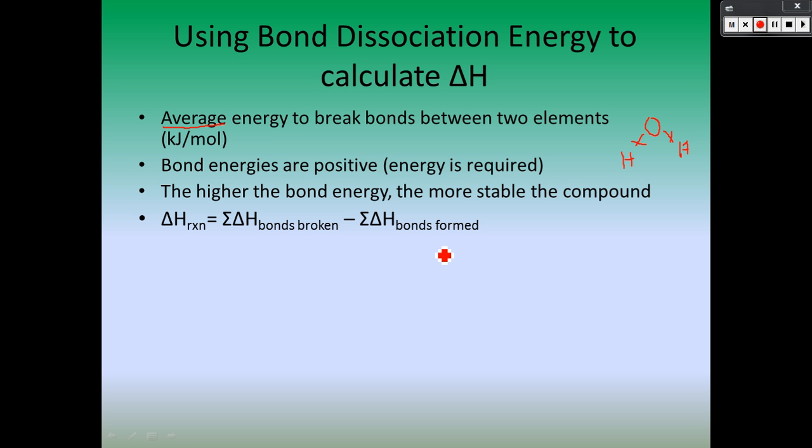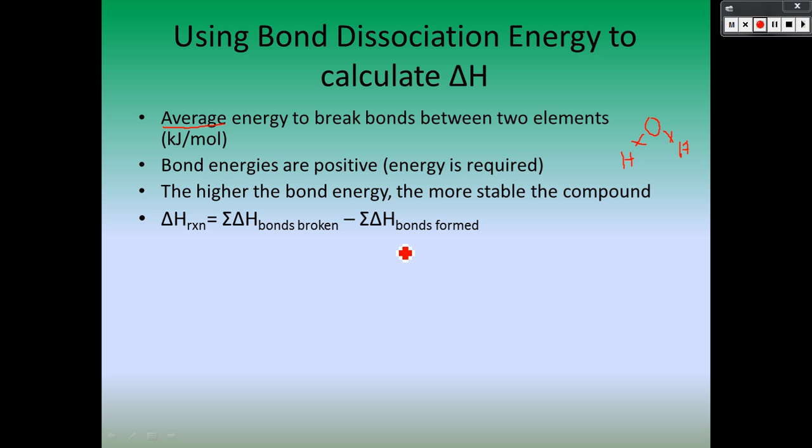We're going to start with the sum of the energy to break the bonds, and then we've got the sum of the energy to form the bonds, and we're going to subtract that. So if it takes more energy to form these bonds than to break these bonds, we're going to be exothermic.